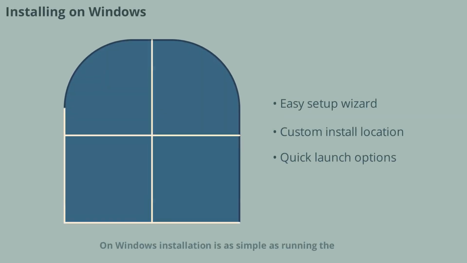On Windows, installation is as simple as running the downloaded executable and following the setup wizard. Choose your installation location and ensure both Android Studio and Android Virtual Device options are selected. After installation, you can launch Android Studio from the Start menu or pin it to your taskbar for easy access.